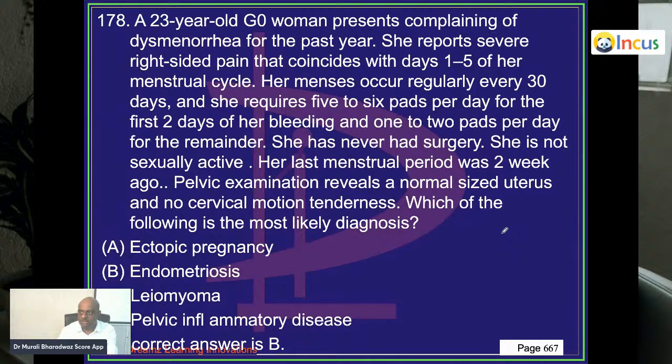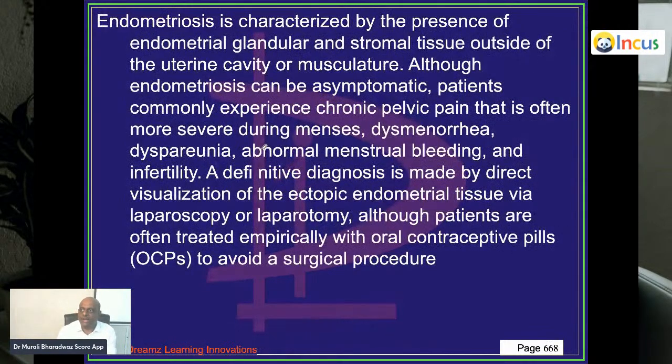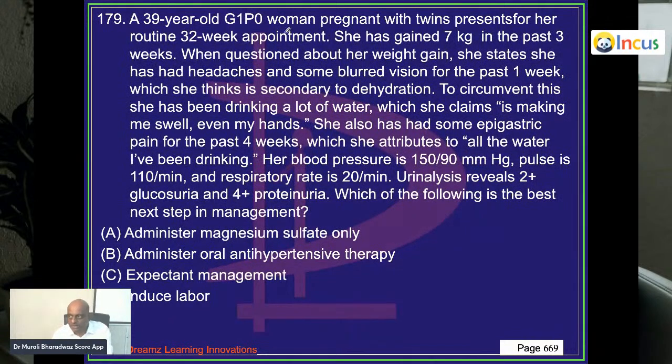So this is a case of endometriosis once more. Right, doctor? Her menses occur regularly every 30 days and she requires 5 to 6 pads per day. Right? And that is endometriosis.